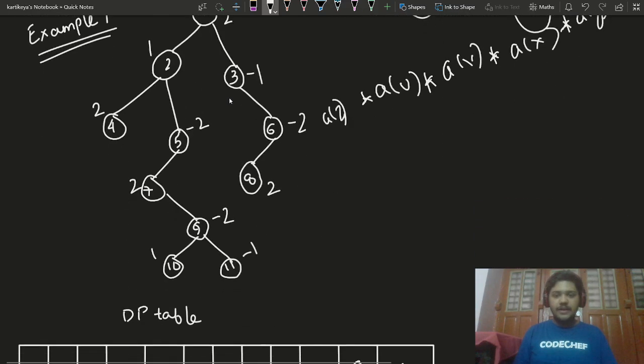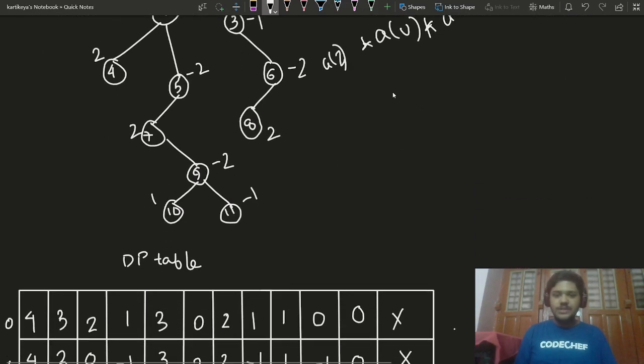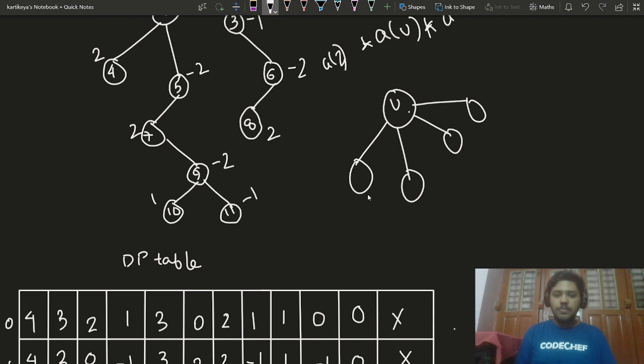Let me explain with an example. Suppose that this is node u, and here is its subtree. Then the path that we are talking about can start from u and end at 1, 2, 3, 4, 5, 6, 7 or 8. So we are basically talking about a simple path that starts from a node and ends at any other vertex in its subtree.